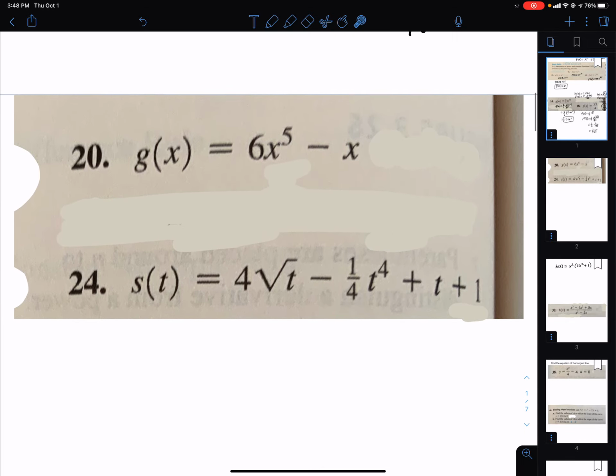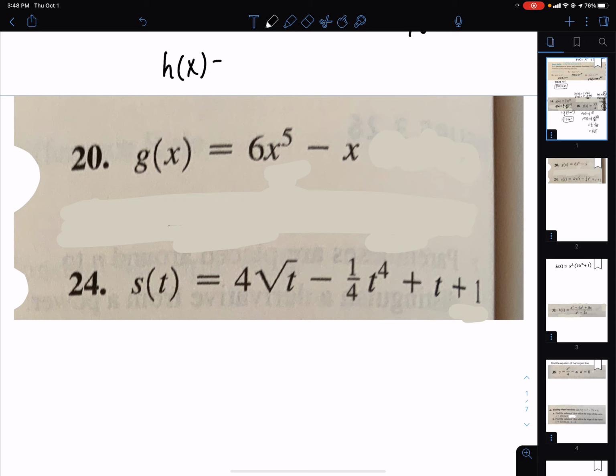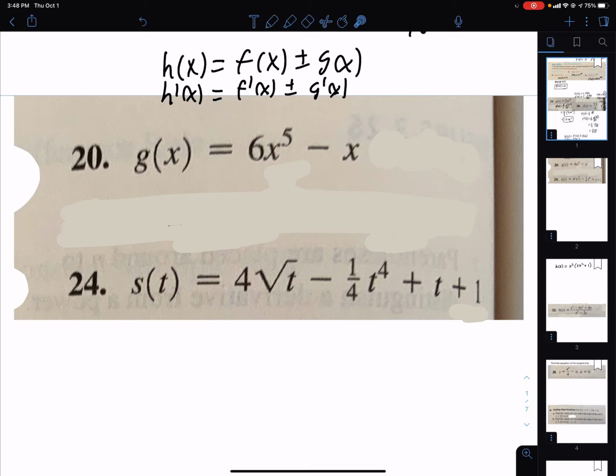The next one is going to be this. Suppose you have a function h of x that consists of two functions, f of x and g of x, and you want the derivative of h of x. Well, this property says you're allowed to take the derivative of the first function and then take the derivative of the second function and then add after. So that's the sum and difference properties. So using that, g prime of x will be the derivative with respect to x of 6x to the 5th minus the derivative with respect to x of x.